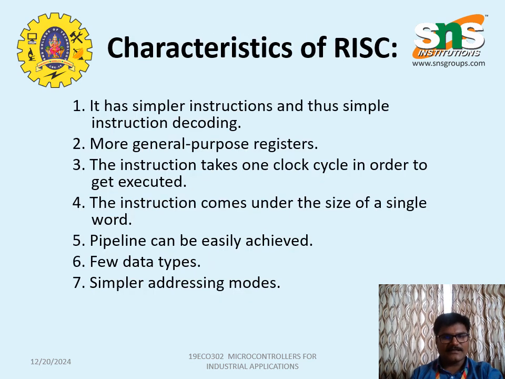Let's explain the main characteristics of RISC. A simpler instruction set leads to easier decoding and faster execution. It has more general purpose registers, allowing for better data handling. Each instruction executes in a single clock cycle, which ensures consistency. Instructions are of uniform size, typically a single word. Pipelining is easier to implement in RISC, improving the performance. It supports fewer data types and has simpler addressing modes. These features make a RISC processor suitable for applications that prioritize speed and power efficiency.